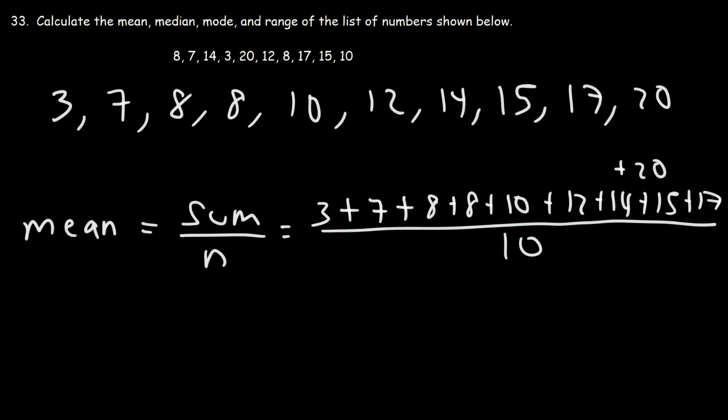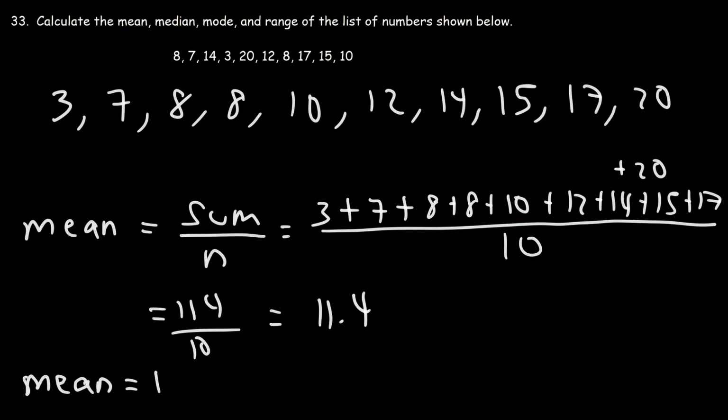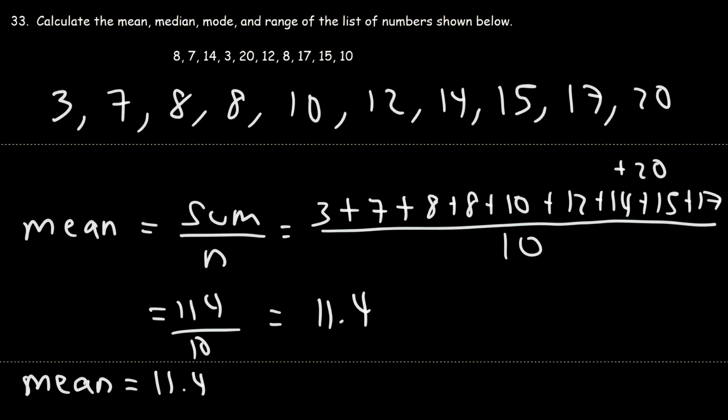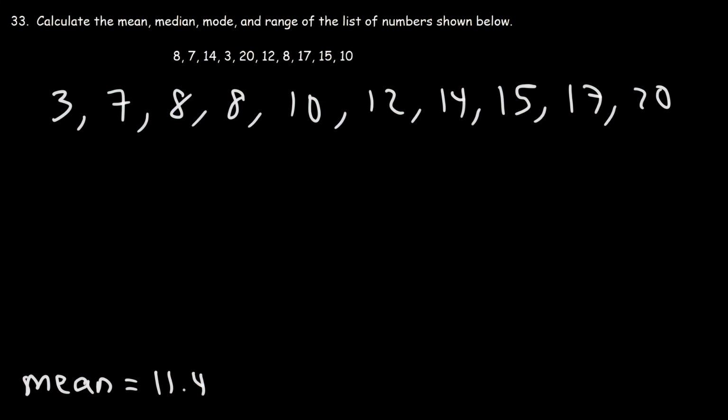So go ahead and add those 10 numbers. The sum of those 10 numbers is 114. And if we divide that by the 10 numbers, this will give us 11.4. So that is the mean in this example. The mean is the same as the average. Just add up all the numbers and divide it by the number of numbers that you have. So that's it for the first part of this problem.